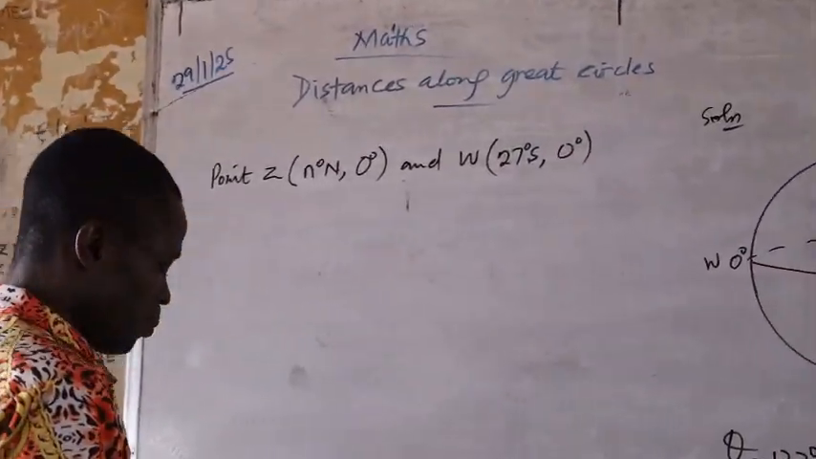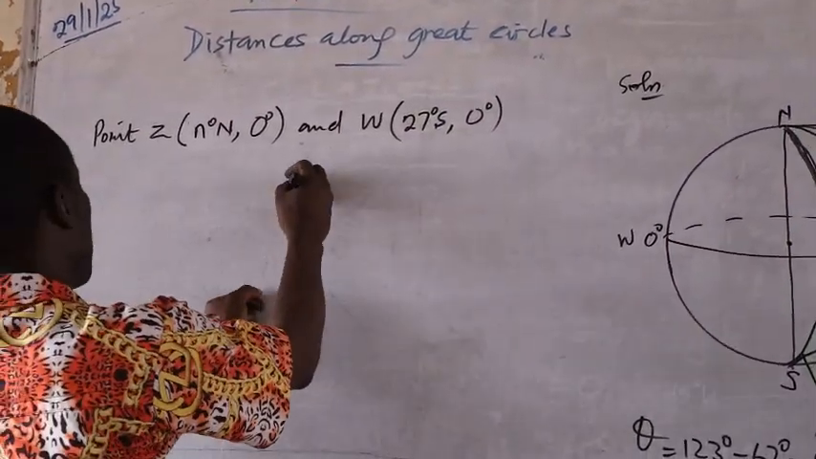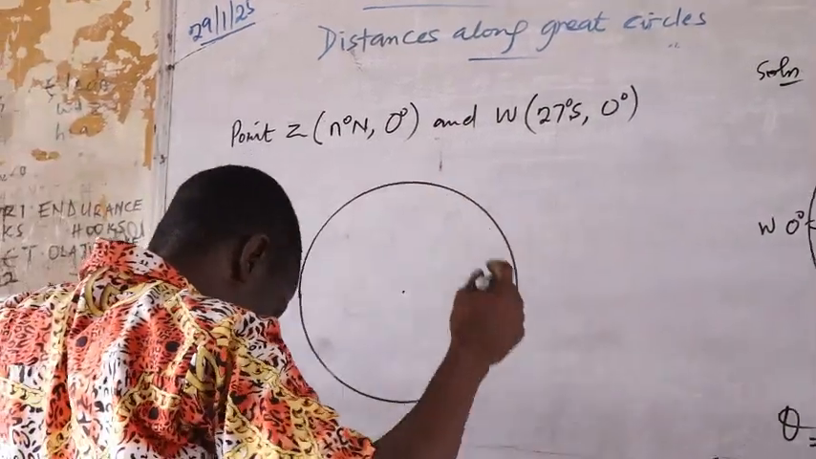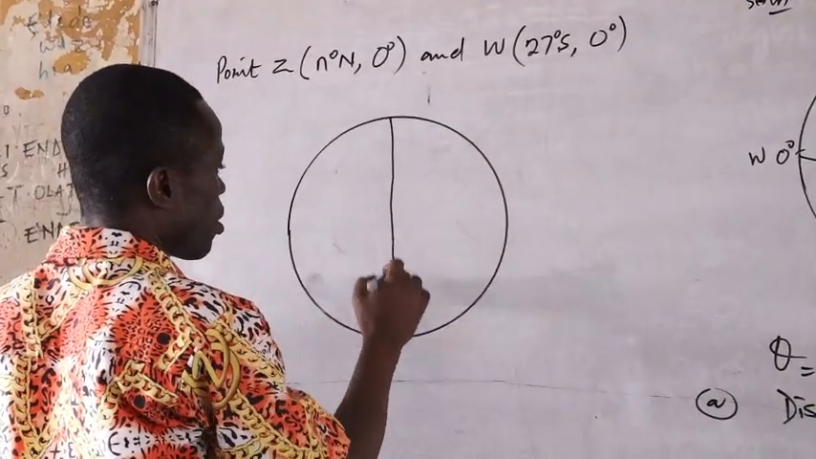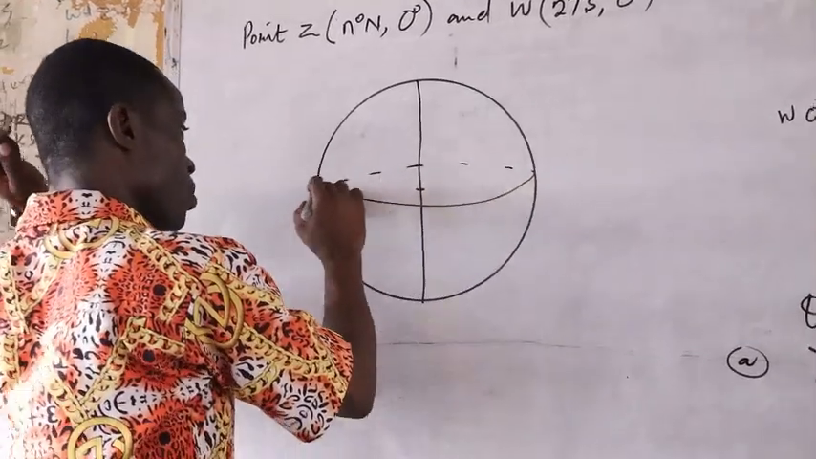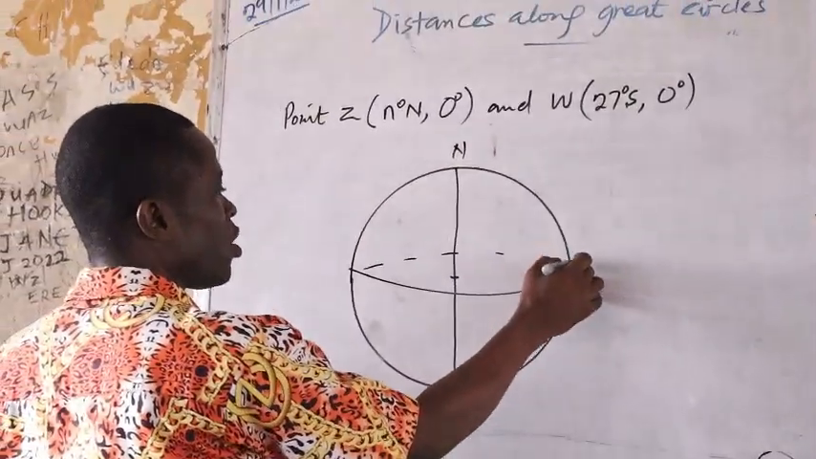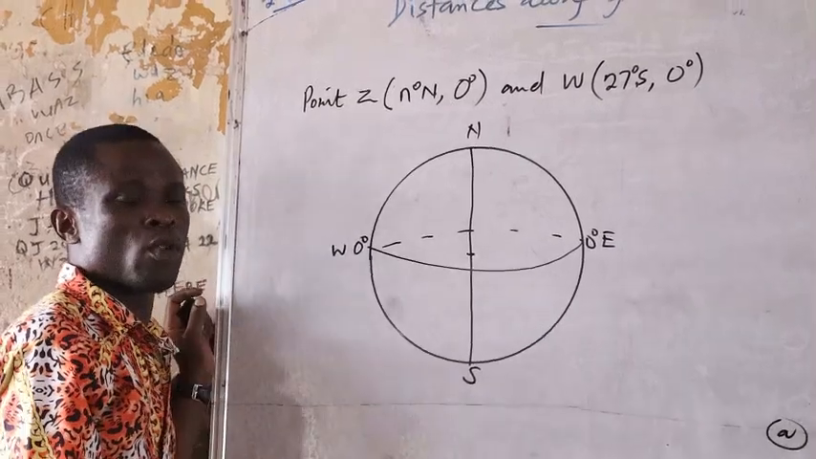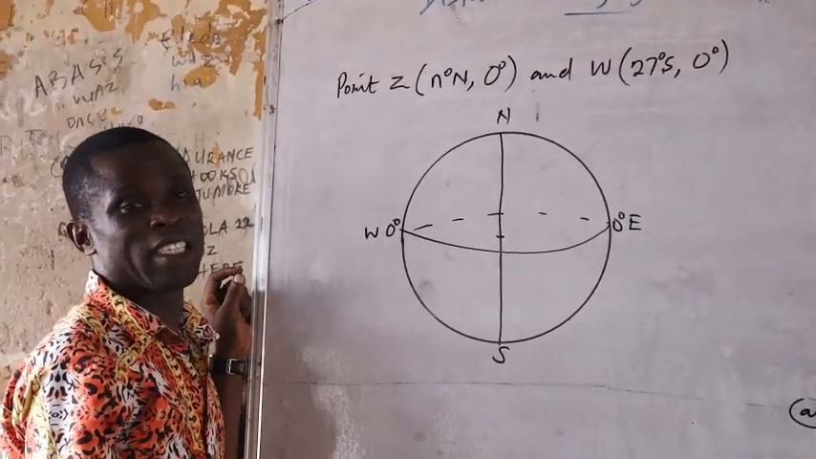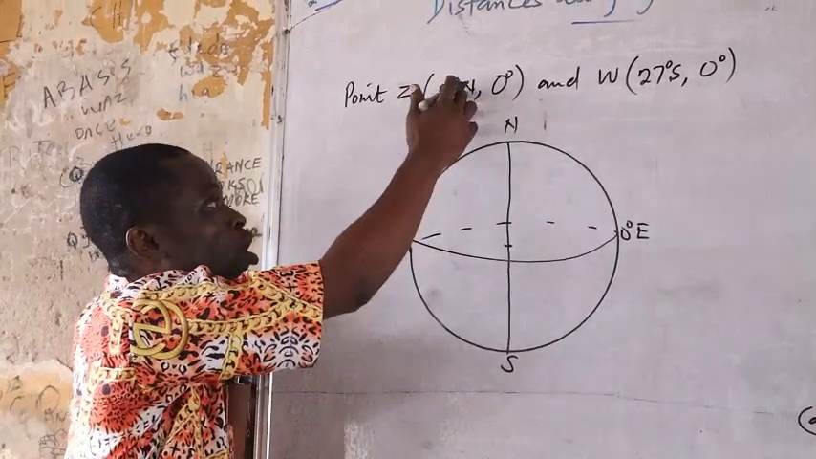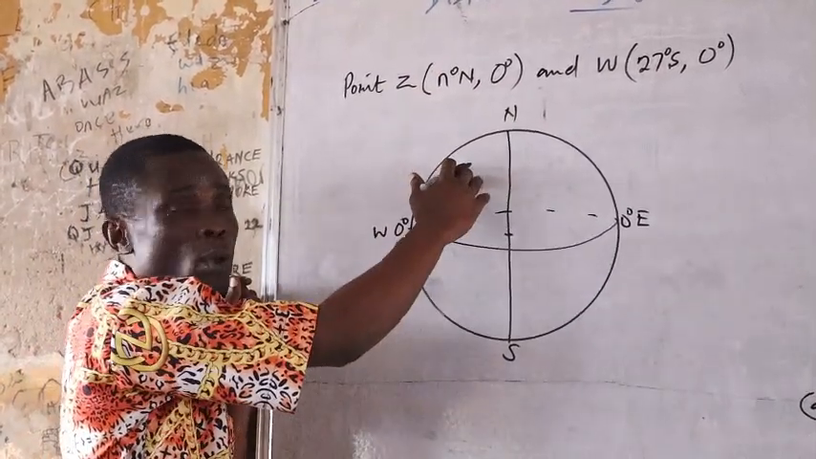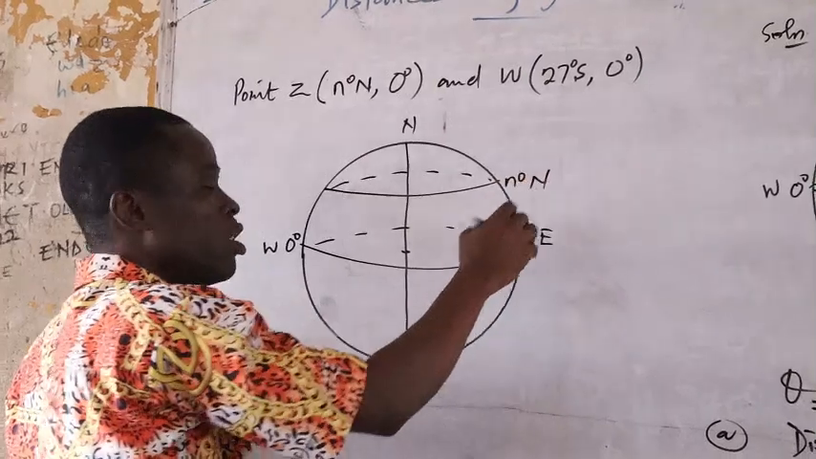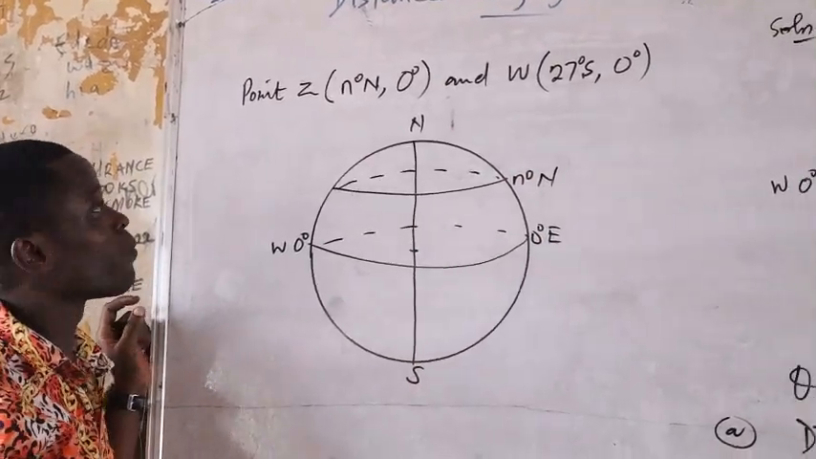Now we have a globe. This is the globe. Polar axis. We have the equator. North, south, 0 degrees east, 0 degrees west. Now look at this point. Although the value of that n is not given, we have north. It means that it is on this pole. Now we have it as this. This is n degrees north, despite the fact that the value of n is unknown.